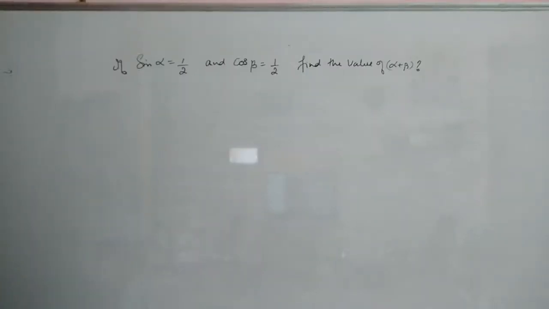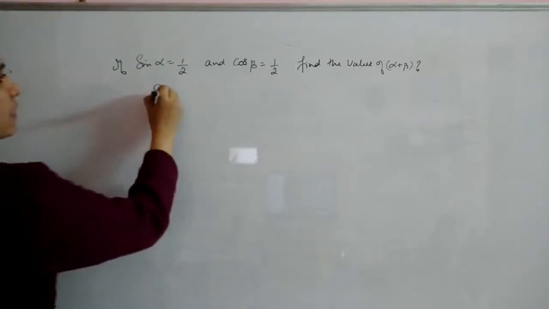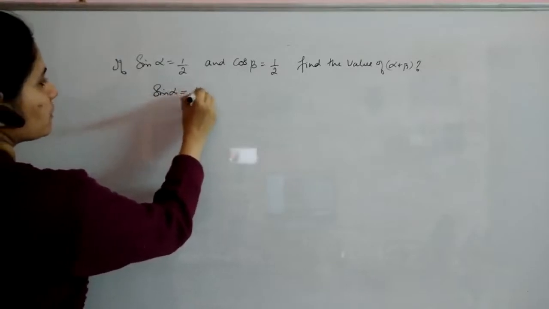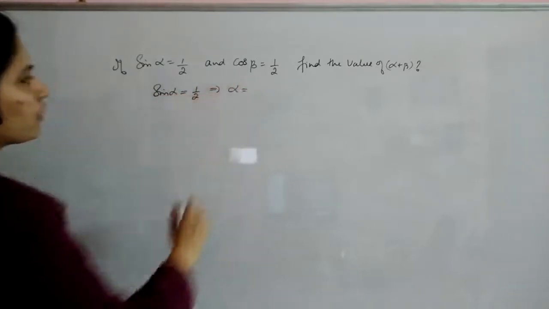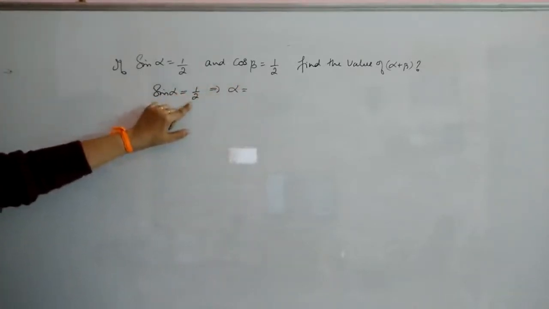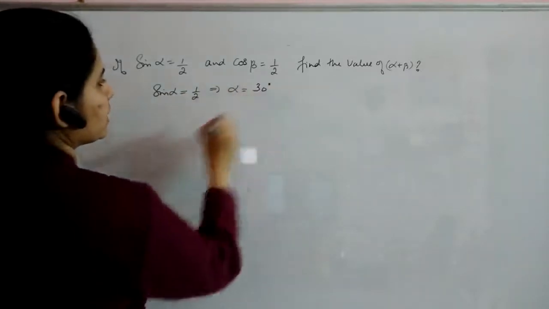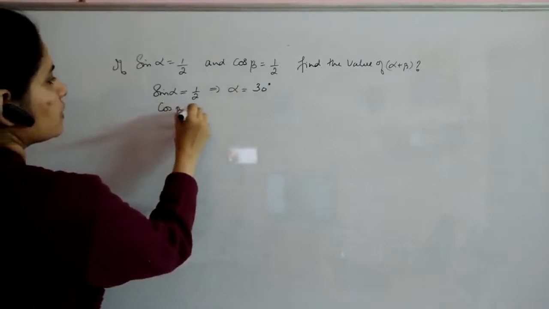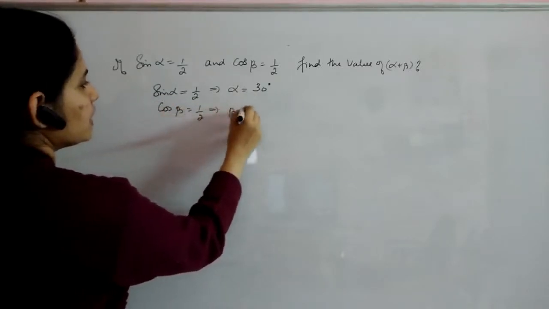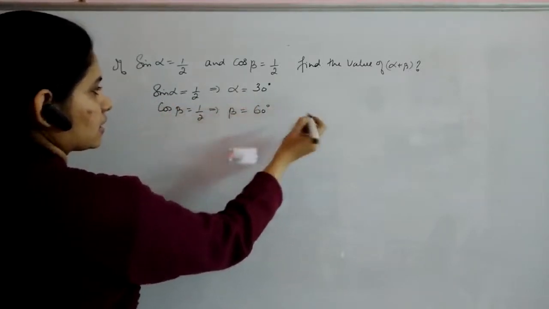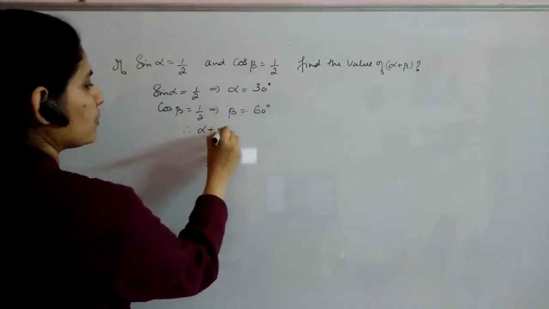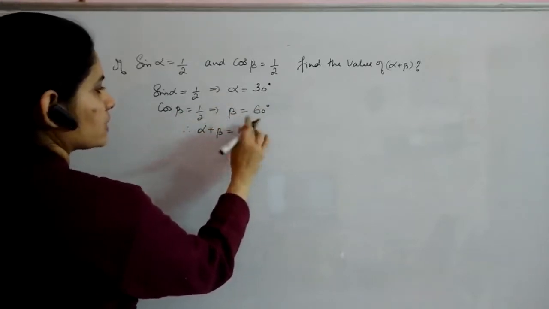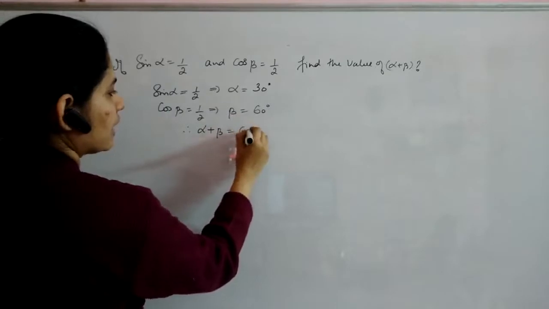If sin alpha is equal to 1 by 2 and cos beta is equal to 1 by 2, find the value of alpha plus beta. Sin alpha equal to 1 by 2 means what? What will alpha be equal to? For which value of sin are you getting 1 by 2? It is 30. So alpha should be 30 degree. Now cos beta is 1 by 2 means beta will be 60 degree. Therefore what is alpha plus beta? You need to check, that's all. It is 30 plus 60, which is 90.